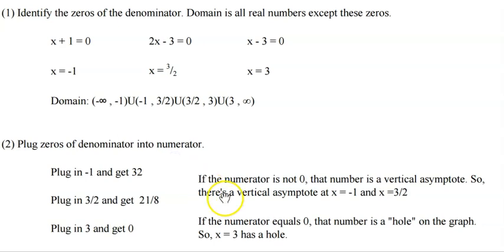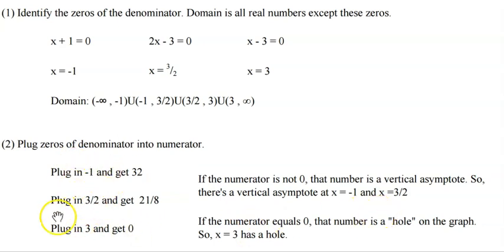Okay? And the rule goes like this. If the numerator is not 0 when we plug in -1 and 3 over 2, then that x value is a vertical asymptote. So we've identified the domain, and now we've found 2 vertical asymptotes. And that's all there is. There's a vertical asymptote at x equals -1, and that's how we write a vertical asymptote. And at x equals 3 over 2, that's how we write the second vertical asymptote. Vertical asymptotes are vertical lines, so they're defined by x equals. So x equals -1 and x equals 3 over 2.